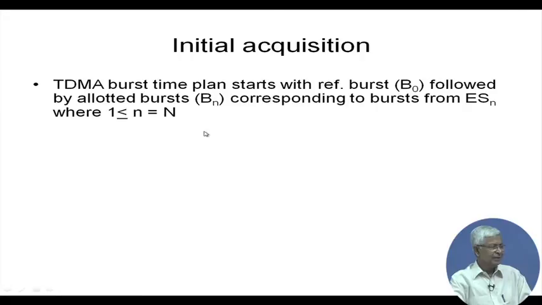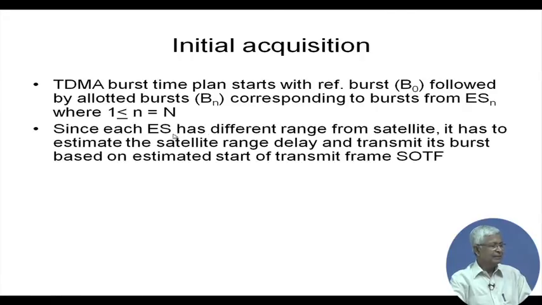N. Okay. Since each station has a different range from the satellite, it has a different delay. So, it has to estimate the satellite range delay and transmit its burst based on the estimated start of transmit frame, SOTF, I shorten it. We will come across this, but SOTF, you remember, start of transmit frame, which each station has to estimate.